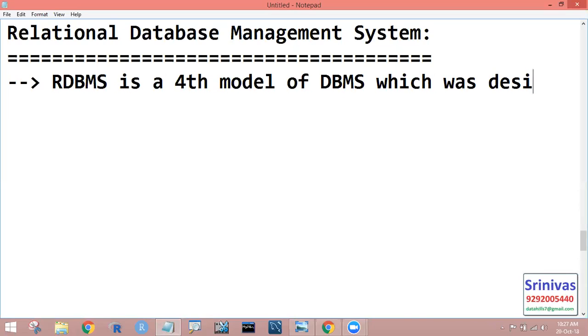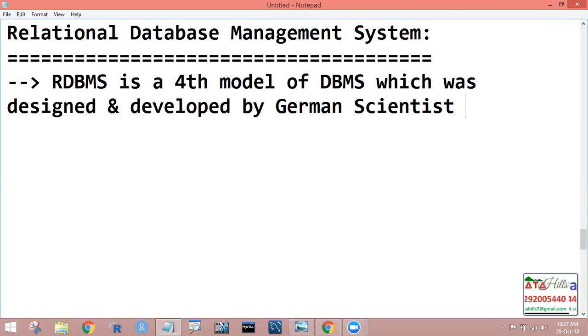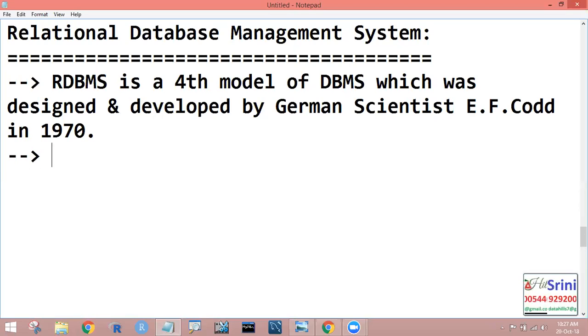which was designed and developed by one of the German scientists. His name is E.F. Codd, also called the father of the database management system. In the 1970s, this RDBMS was developed by an IBM scientist. His name is E.F. Codd.